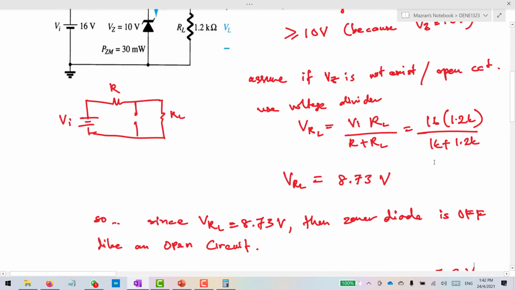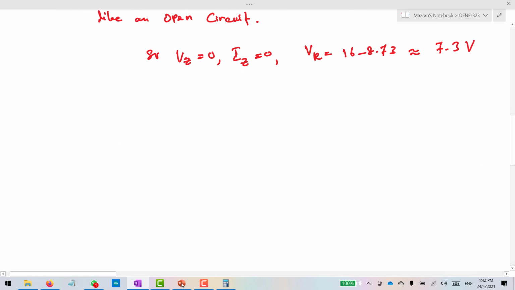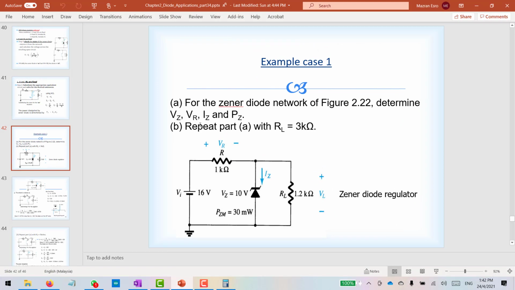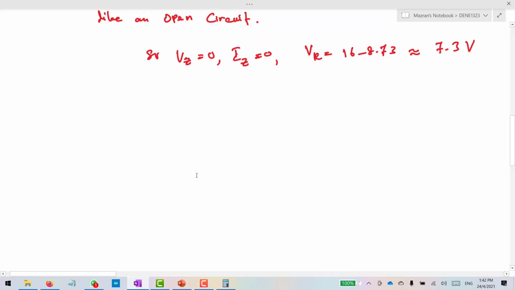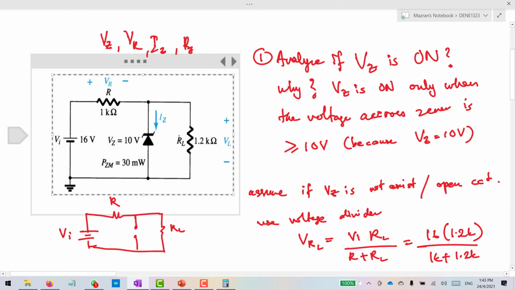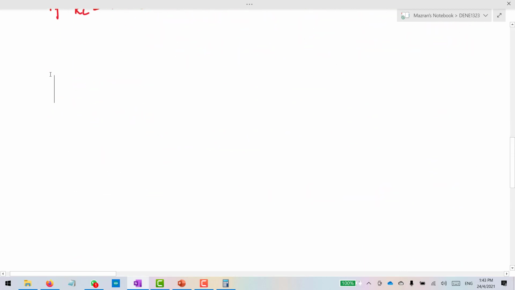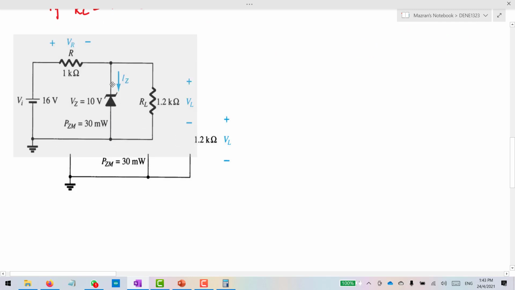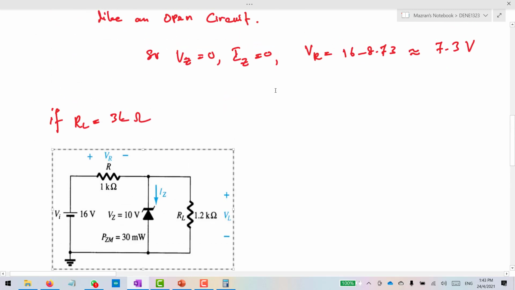Pz. Also Pz we cannot calculate because the diode is off. Right. Then repeat part A with RL equals to 3 kilo ohm. Okay. So let me copy this. I'll put it here. RL is 3 kilo ohm.